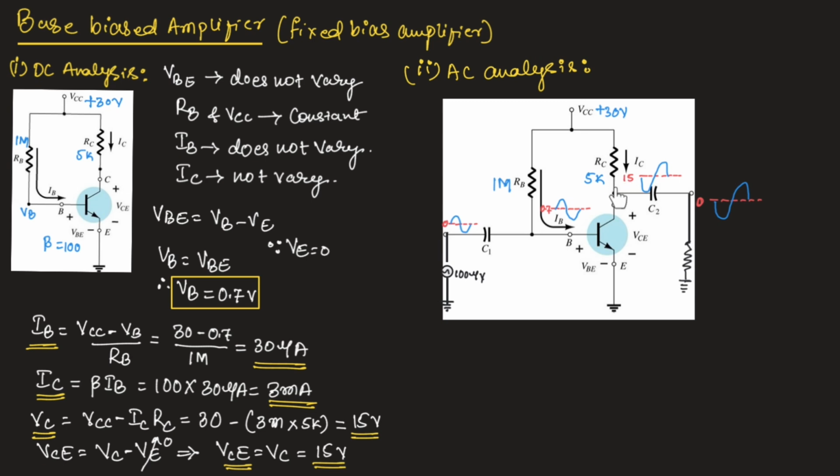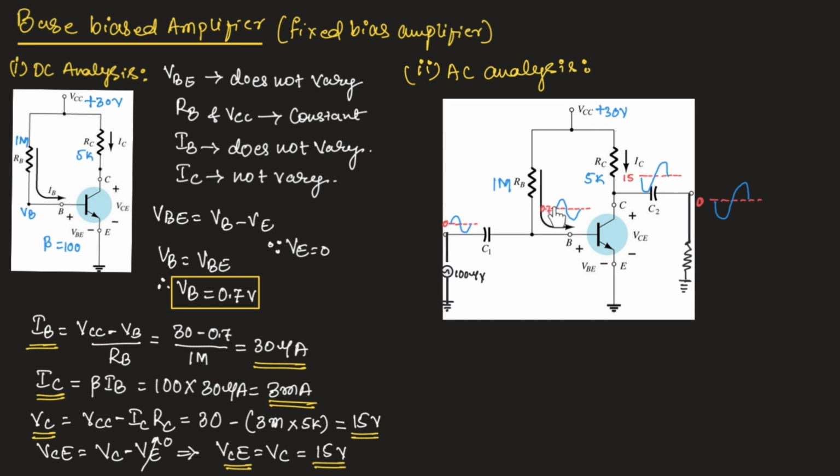At the collector, the amplified and inverted AC voltage is superimposed on 15 volts since the DC voltage across the collector is 15 volt. That's why the signal is amplified, it is inverted, and the DC level of this signal will be 15 volt. The voltage that is obtained across the load is same as collector voltage, except that it has the DC level of 0 volt. So this signal is obtained as the output across the load resistor RL.